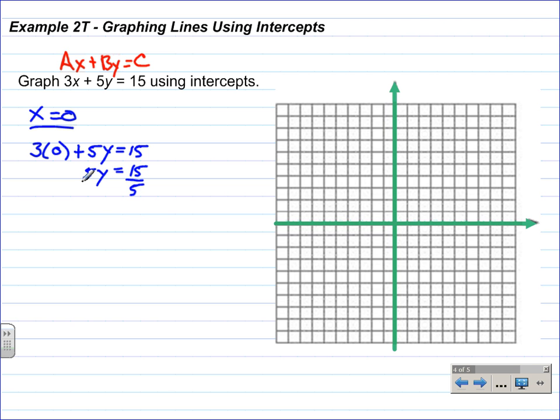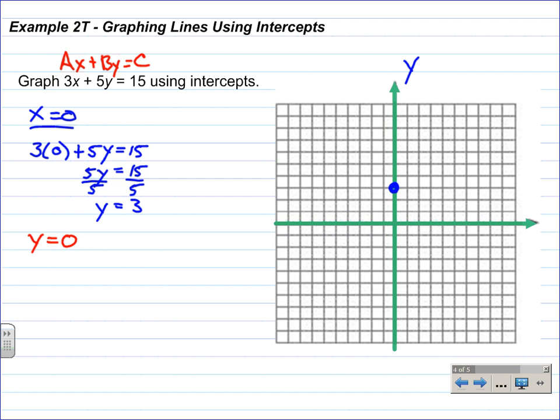Dividing each side by 5 to get rid of this 5 in front of the y. And simplifying, this 15 divided by 5 gives us 3. So our y-intercept, where it crosses the y-axis, is a positive 3. So up 1, 2, 3 from the origin. Then we find the x-intercept.